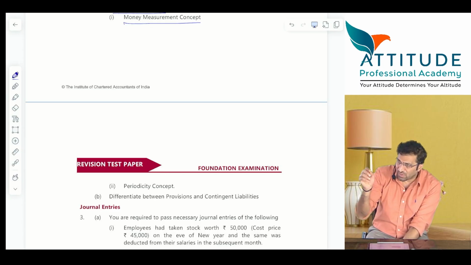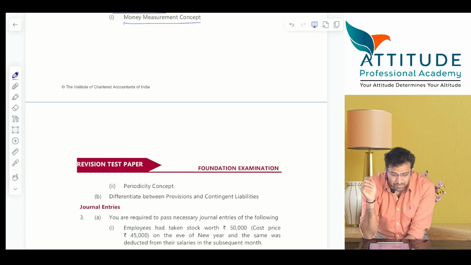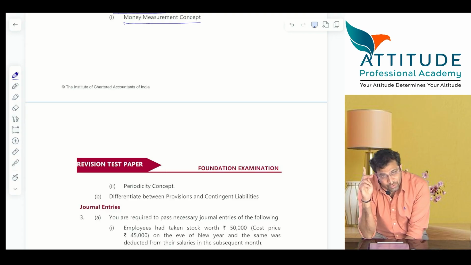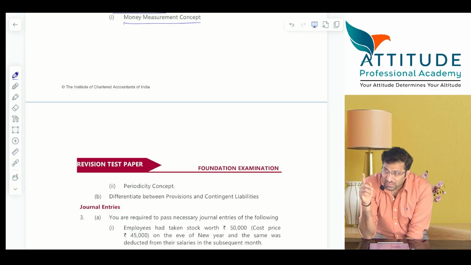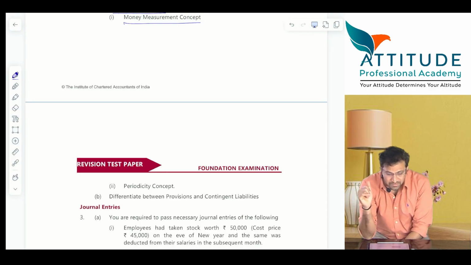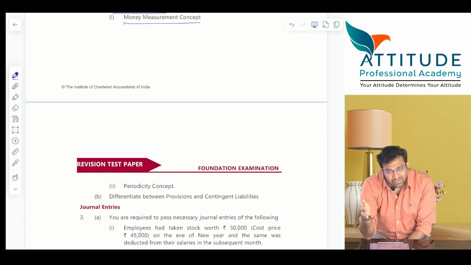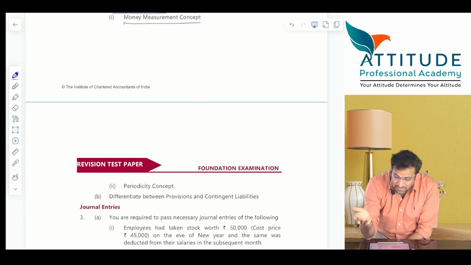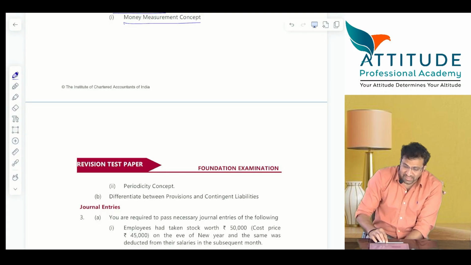According to this concept, accounts are to be prepared periodically. Generally, every how many months? 12 months. Not at the useful life of the entity. Entity cannot say, only after the company is wound up, I'll prepare my books of accounts. No. Then why do you prepare it? Tell me. To know the financial position and financial performance of the organization. You have to maintain your books of accounts every year. Generally, it starts from 1st April, ends on 31st March. Is that clear?